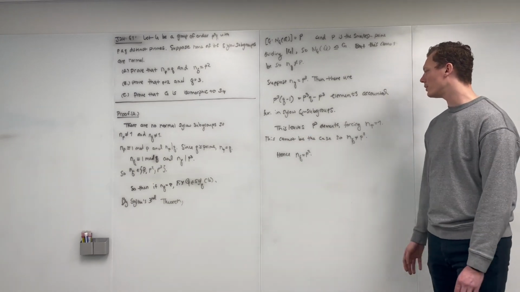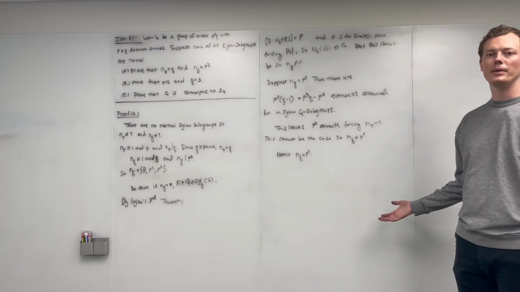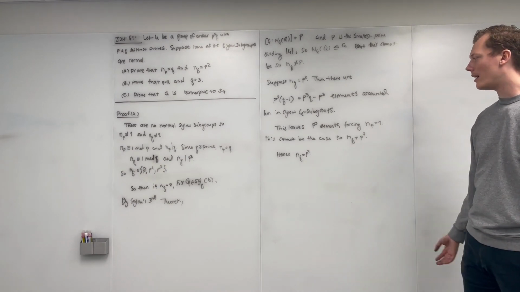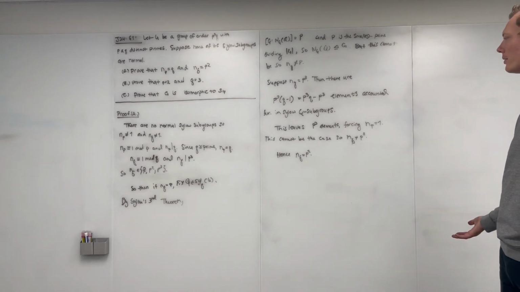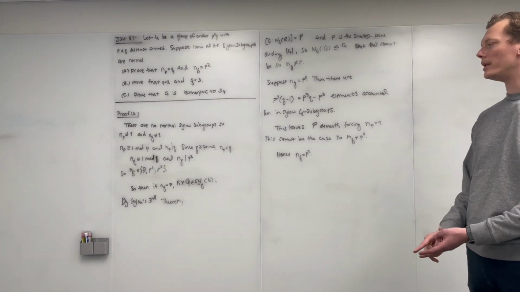So the number of Sylow q subgroups does not equal p cubed, and as a consequence, that forces the number of Sylow q subgroups to be equal to p squared, because it's not 1, p, or p cubed.